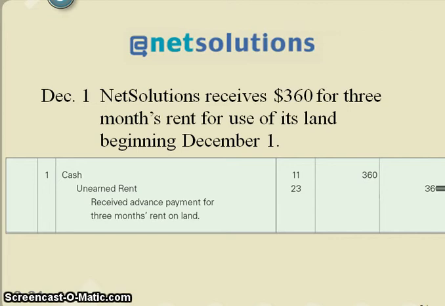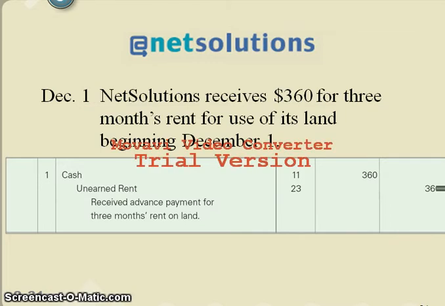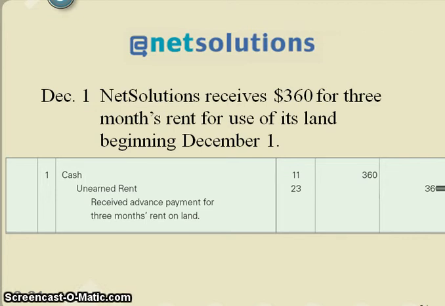So what happens is, that's 3 months worth of rent. We got $360 in cash, so here's our debit to cash of $360. And on the flip side, we have something you haven't seen before. You've got unearned rent. Unearned rent is a liability. Remember I said liabilities mean you owe somebody something. In this case, you owe somebody a service, and that service is letting them park on your land for the next 3 months. All right, so with that, you've got a liability of unearned rent.